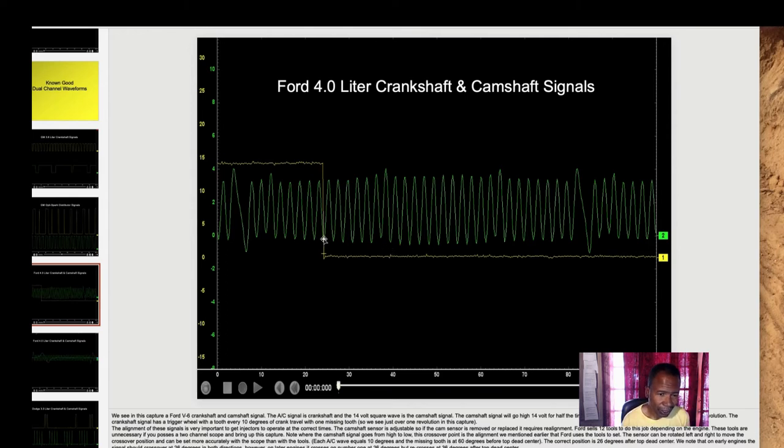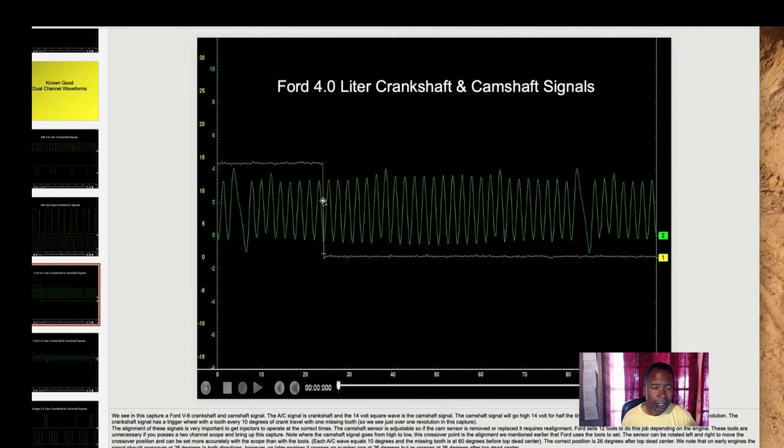It's your camshaft signal, and what we're looking at here is this cross point right here, where it crosses. That's very important for alignment. Some of the distributors, the earlier models, look like a distributor, but it has a cam sensor in it. You stab it in, and you reinstall it if you replace the cam sensor. It's about alignment. They sell tools for it, but with a scan tool or a lab scope, you can use this.